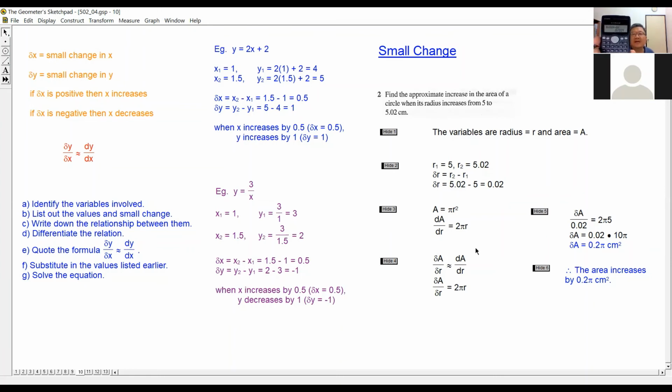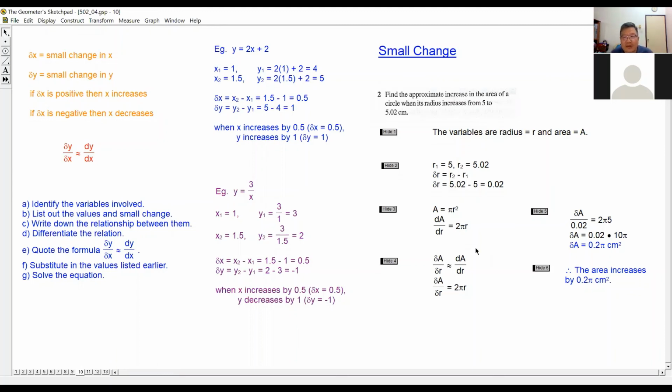Can you see or not? What is the answer then? How many pi? 0.2004. So it's approximately 0.2 pi. That means our small change is correct. Actually, it's 0.2004. Right, so this is correct.